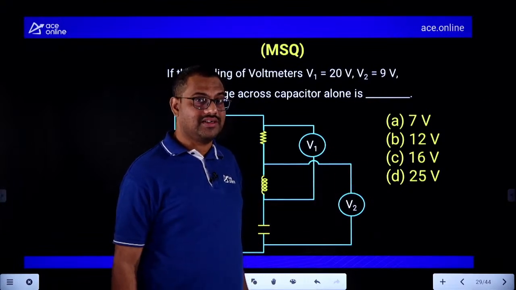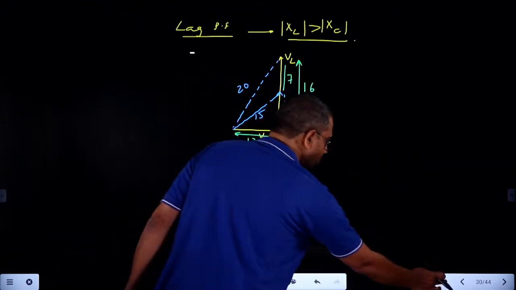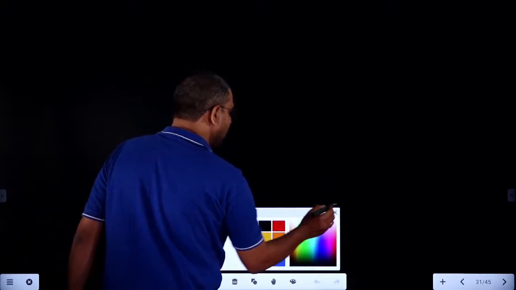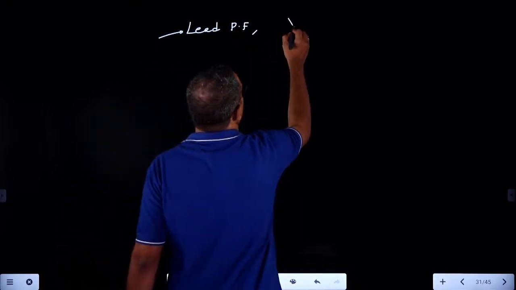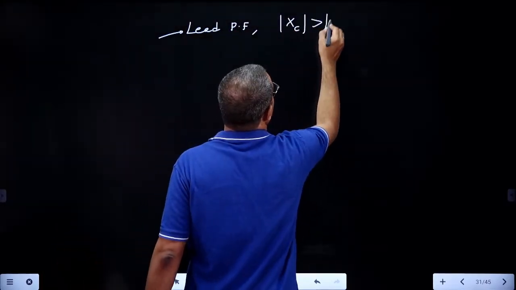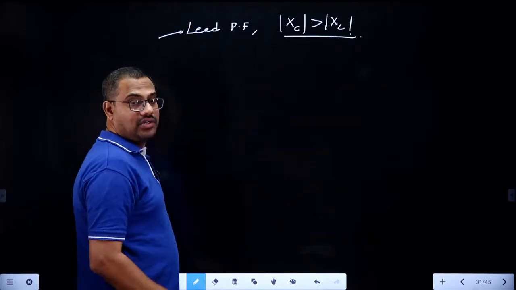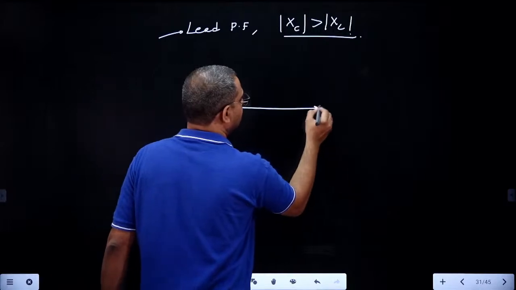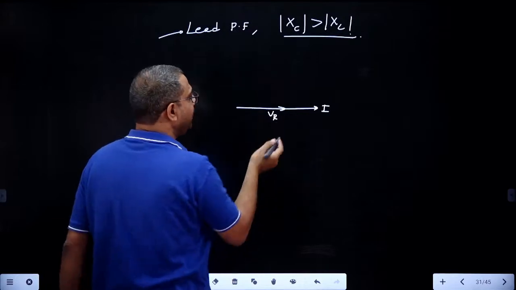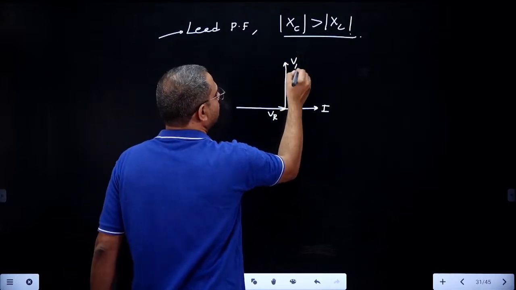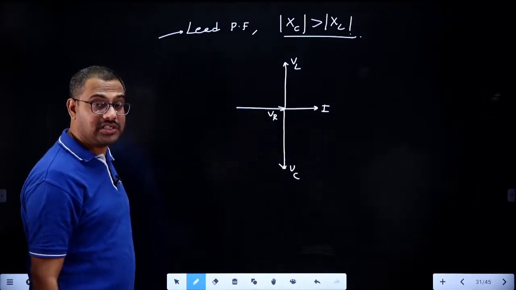But it is an MSQ, you have to be intelligent. The student who is intelligent and more careful went to the assumption of leading power factor also. In leading power factor, XC is greater than XL. Again, if I take current as reference, VR is in phase. VL will lead I, but it is small. VC will lag I, but it is large. This is also possible.